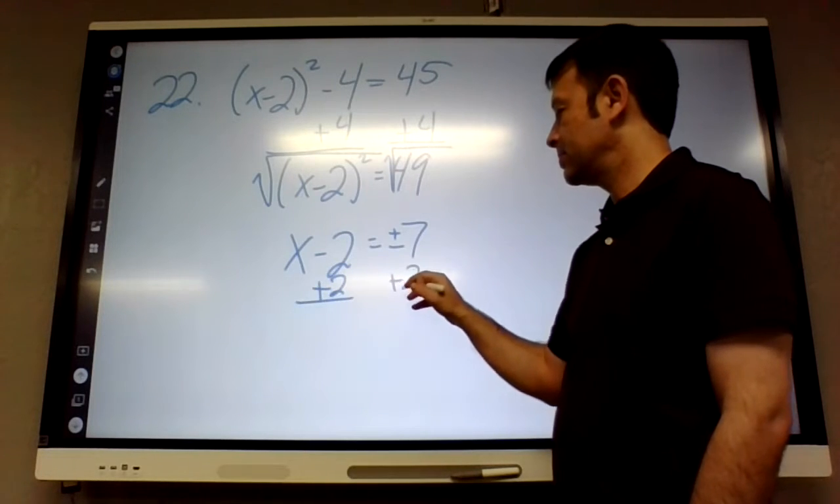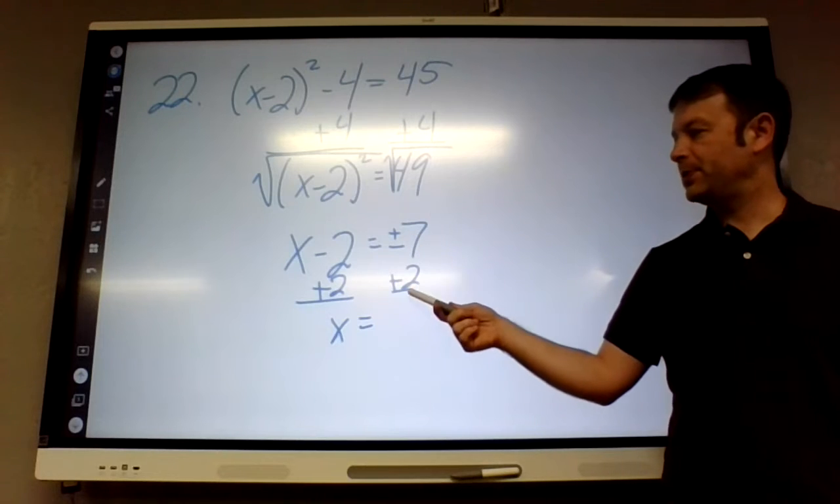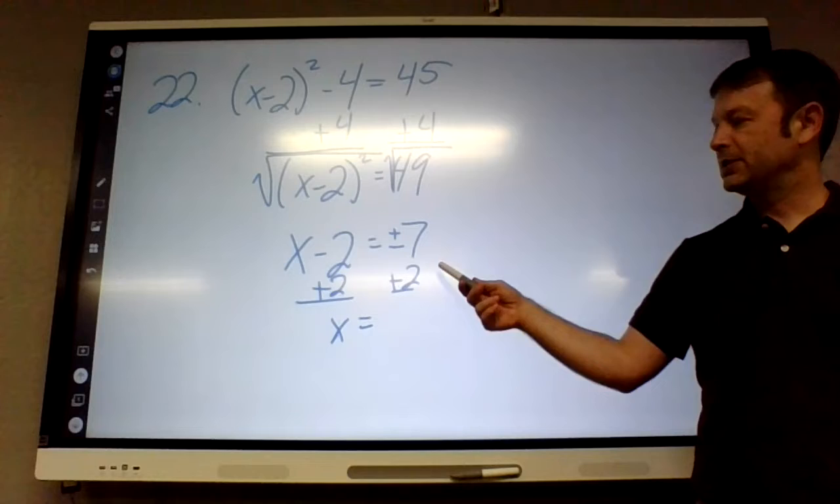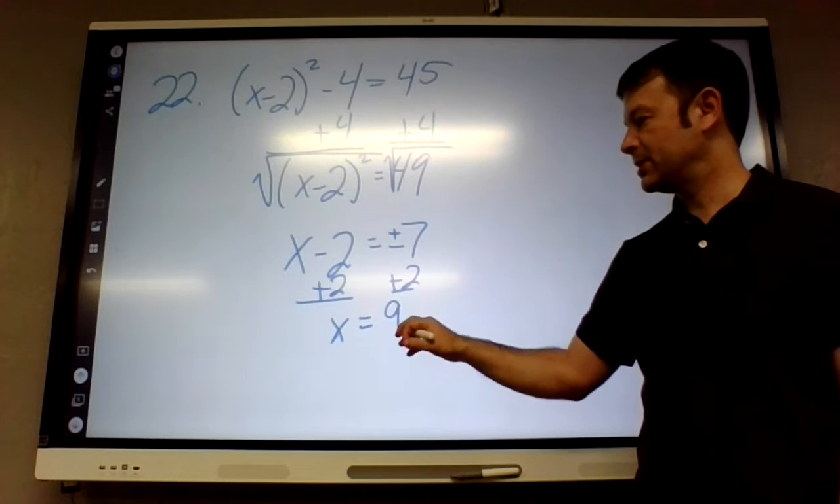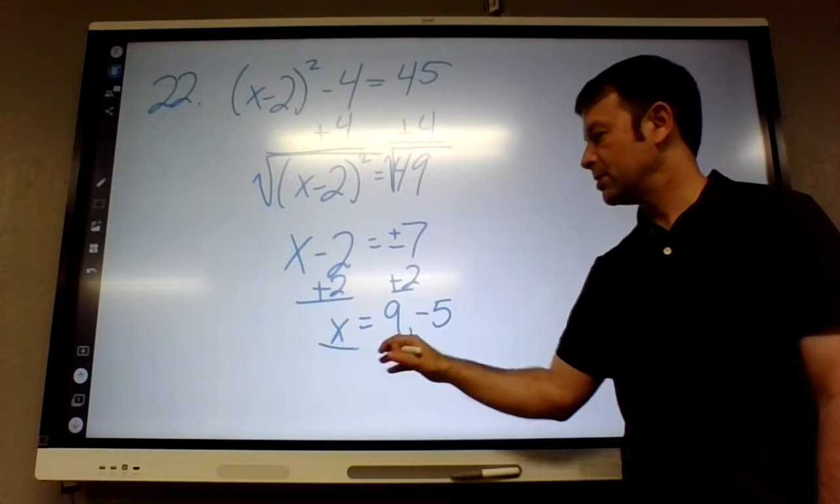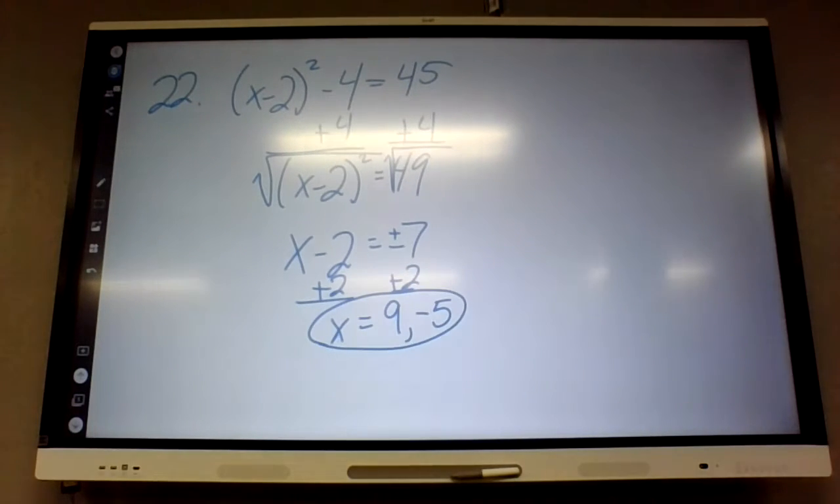Plus 2. So this is like 7 plus 2 and negative 7 plus 2. 7 plus 2 is 9. Negative 7 plus 2.